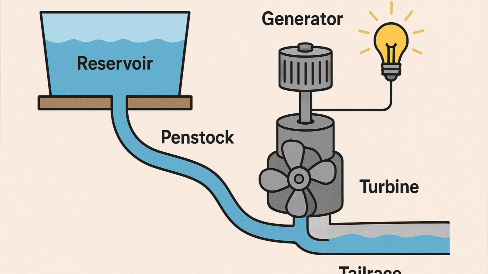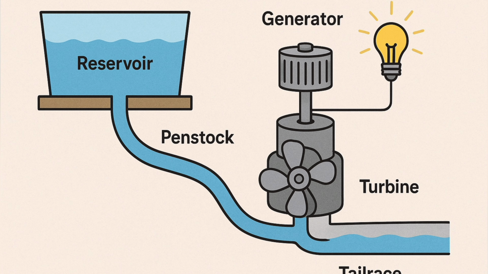1. Gross head, Hg. Definition. Gross head is the total vertical distance between the water surface at the forebay or upstream reservoir, and the tail race, downstream when there is no flow. That means under static conditions. Formula: Hg equals H headwater minus H tailwater, meaning it represents the maximum available head before any hydraulic losses occur.